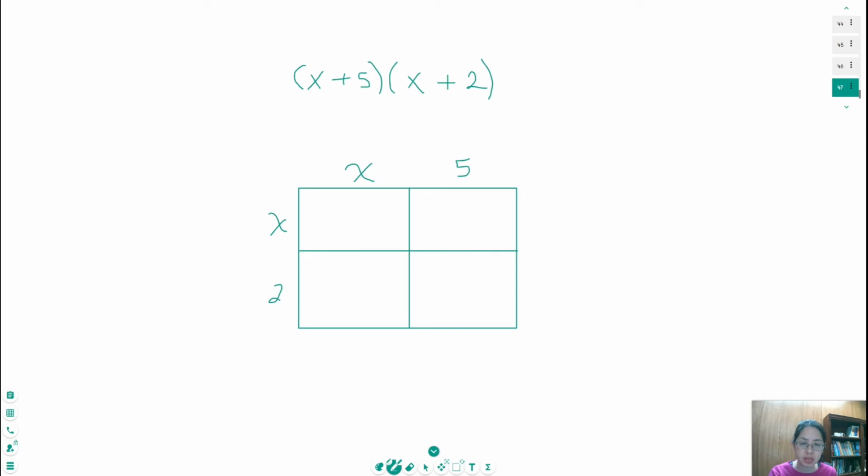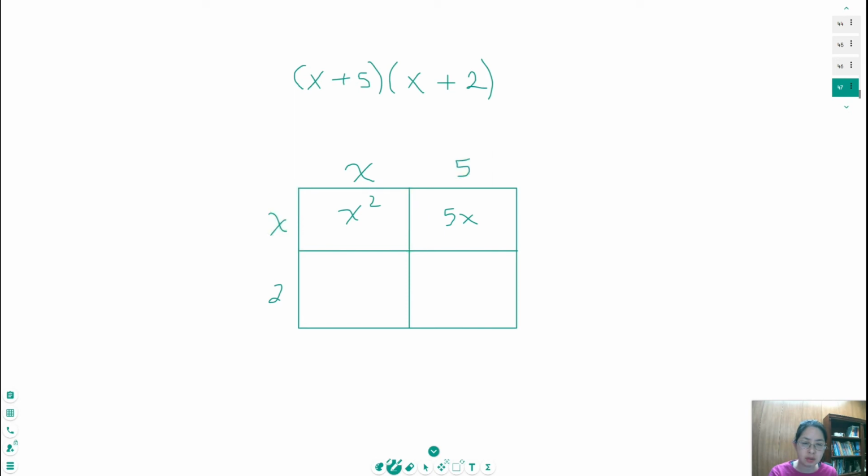Okay, let's go ahead and fill in each of the boxes. The first box is x times x, which is x squared. And then we have 5 times x, which is 5x. That comes from this part multiplied by this part. One thing to really notice is that this length and this length are the same. So even though the x is so far away, it is x times 5, which gives you 5x.